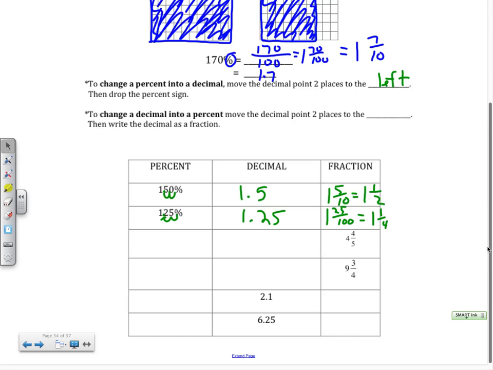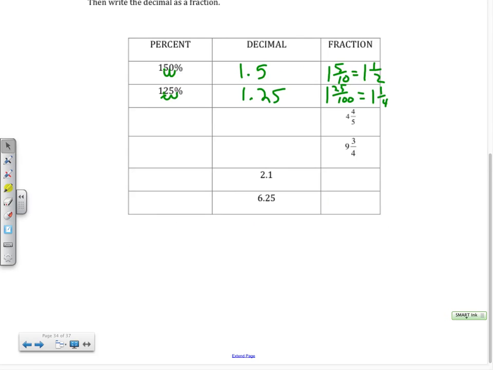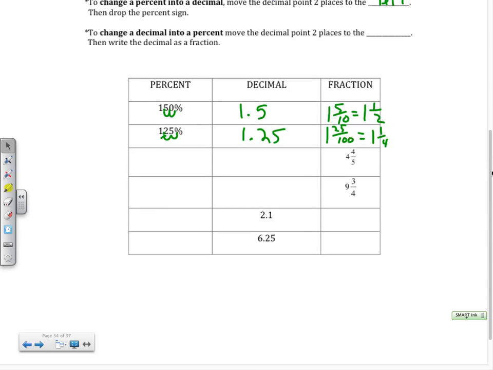I'm going to skip down to these bottom ones, 2.1. To change a decimal into a percent, move the decimal point 2 places to the right. And then I can also go ahead and write the decimal as a fraction. So I'm going to start here by doing what I know. 2.1 is the same as 2 and 1/10. So I'll write it like that, get my fraction out of the way. To write 2.1 as a percent, take the decimal, move it over 2 places to the right, add your 0 and a percent sign. So 2.1 is 210%.